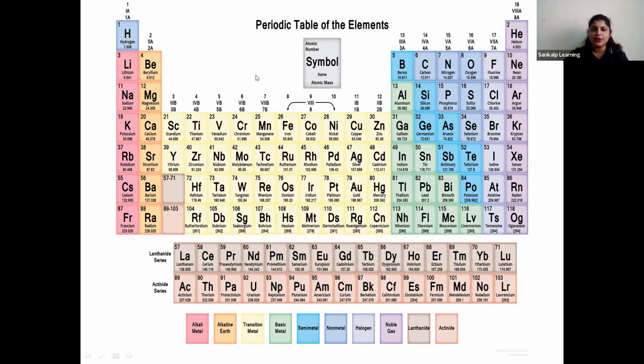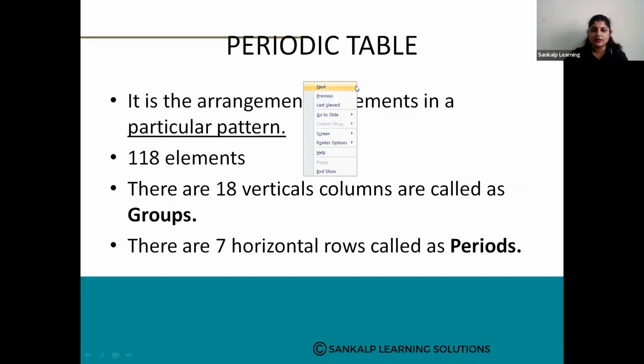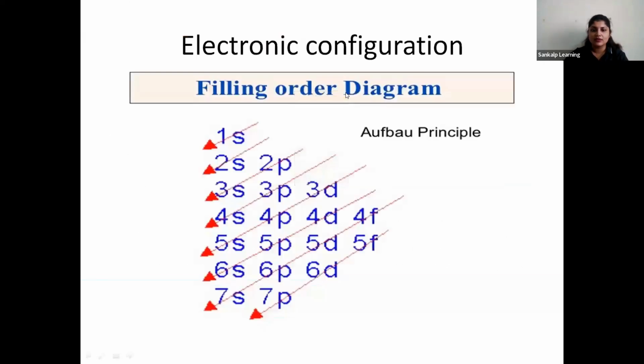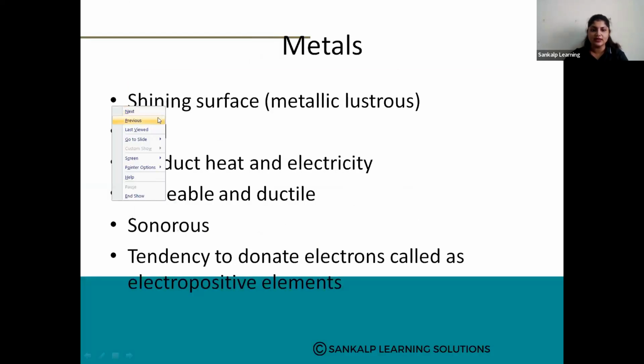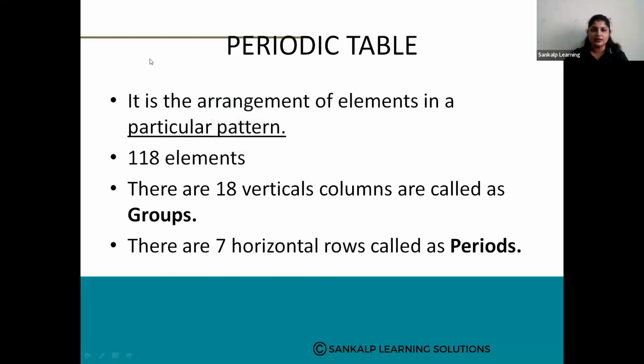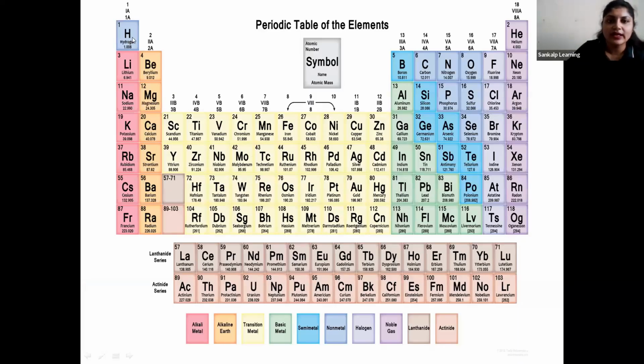So this is about the periodic table. Now, how to fill the electrons? Electronic configuration: how to write the electronic configuration? You can see here, hydrogen is there. So how are the elements arranged? Elements are arranged according to their increasing atomic number.